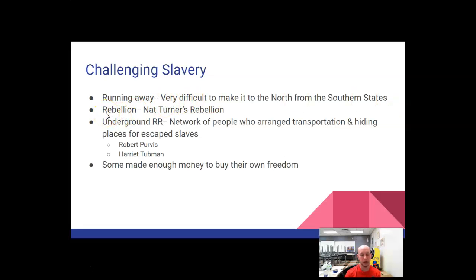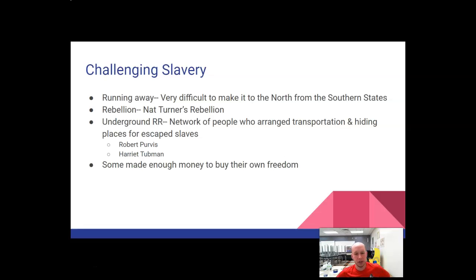There were a few instances of rebellion. Nat Turner's rebellion is probably the most popular or most well-known. A group of slaves basically revolted and were able to kill their slave owners' families. They went around to different plantations within the county, tried to rally more people to rebel. It was working until obviously they were caught and they were punished for their crimes.